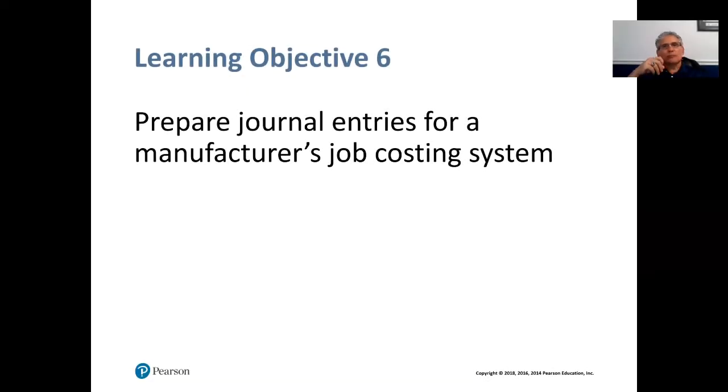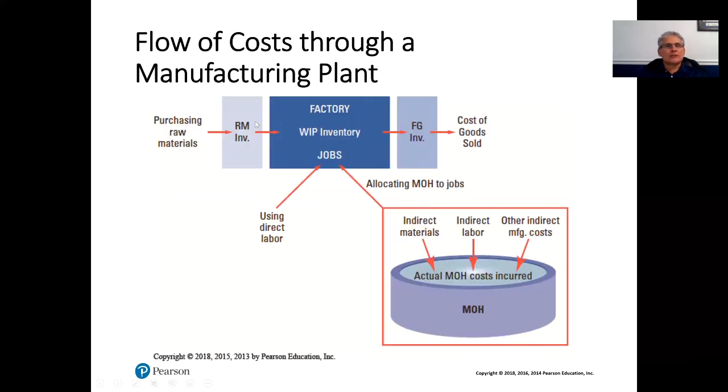So that brings us to objective number 6. Let's prepare journal entries for manufacturer's job costing. Okay, just as we've discussed before, we have our raw materials. They're going to be purchased and pushed into inventory. So we have raw materials inventory.